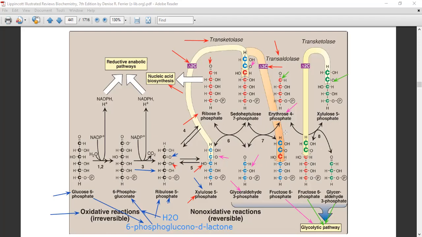So remember, transaldolase catalyzes transfer of 3 carbon units, transketolase transfer of 2 carbon units. With that, you have covered the pentose phosphate pathway, hexose monophosphate shunt, or the phosphogluconate pathway.